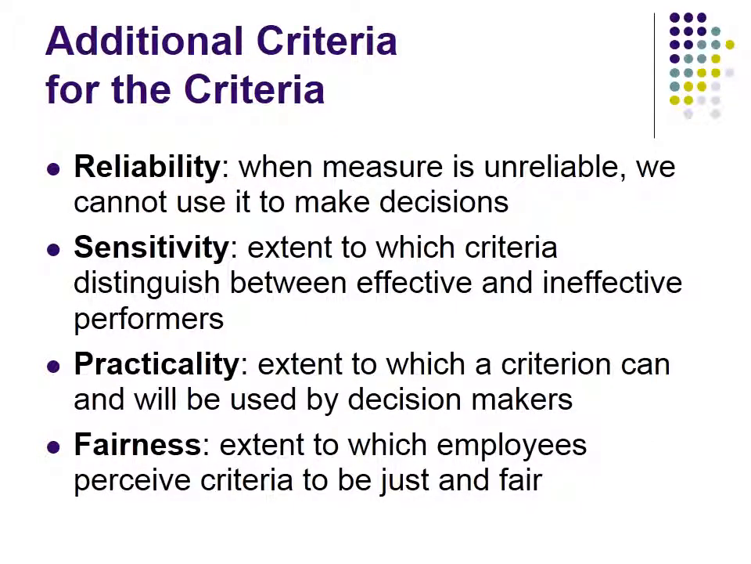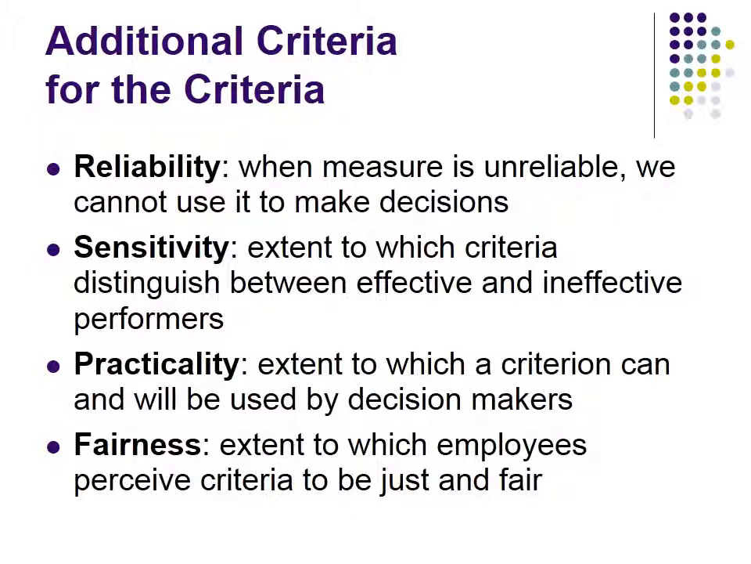So additional criteria for the criteria, that was all relevance. Just as a reminder, relevance is one of the 5 main things we want to think about. Reliability simply is whether the measure is unreliable. We can't use it to make decisions, so we really want to see that the measure is a reliable measure. And the way we test for that is through statistical methods.